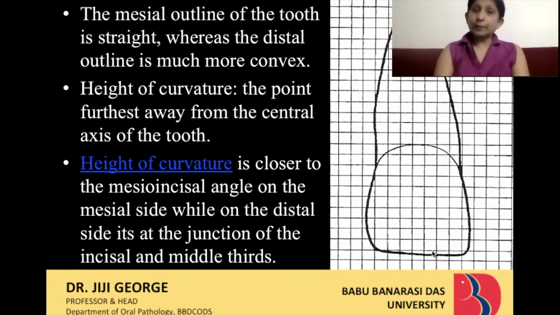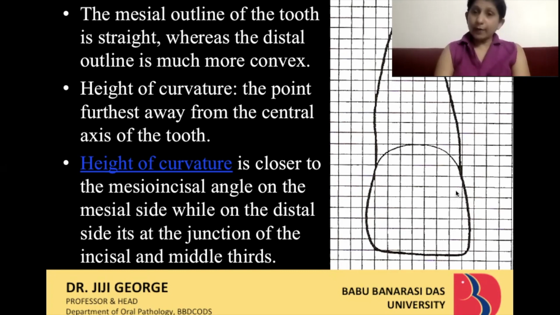For ease of explanation, I can divide this crown into three parts. When I draw a line here horizontally, this third is called the cervical third because it is closer to the cervical line. And this lower third is called the incisal third, because it is closer to the incisal line. In between the cervical and the incisal third, you have the middle third. So we can divide the crown into three parts: the upper cervical third, the middle third, and the lower incisal third.